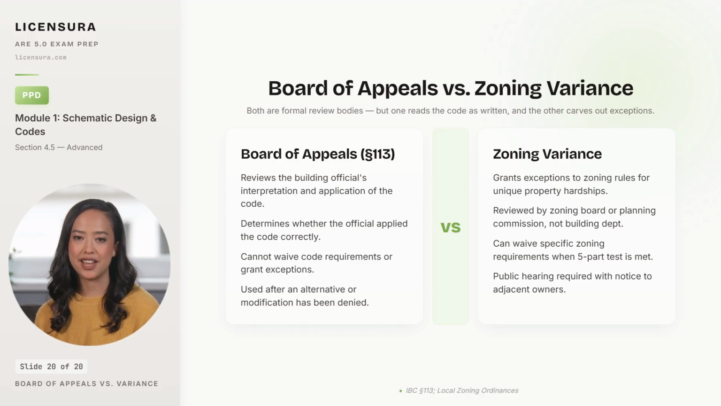The zoning variance process, by contrast, lives entirely outside the building code and inside the zoning authority. The zoning board or planning commission grants variances when the 5-part test is met, and the variance actually carves out an exception to a specific zoning requirement for the particular property. Public hearings with formal notice are required. Confuse the two on an exam question and you lose the point. Confuse them in practice and the firm files the wrong application, wastes months, and pays for the redo. Walk away with the 5 anchors that keep these paths straight on any contested decision situation.